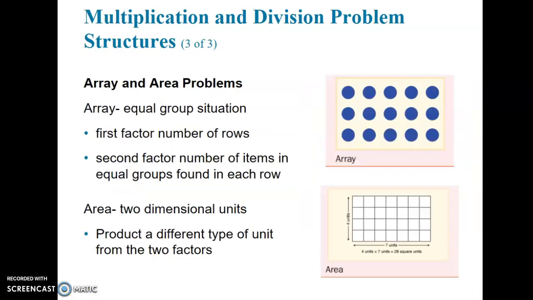The array is a model for an equal group situation. It is shown as a rectangular grouping with the first factor, the number of groups, representing the number of rows, and the second factor, the number of items in each equal group, representing the equal number found in each row. For a rectangular shape, the product of two lengths, length and width, is an area, usually measured in square units. 4 feet times 7 feet is not 28 feet, it is 28 square feet. The factors are each one-dimensional entities, but the product consists of a two-dimensional unit.